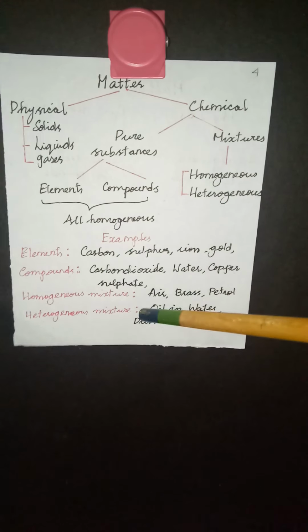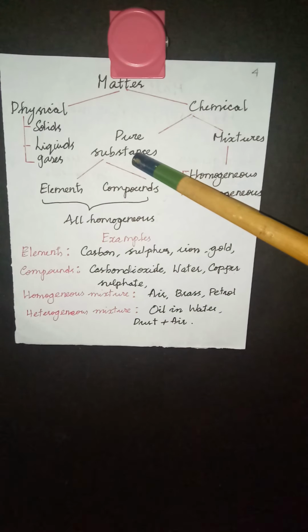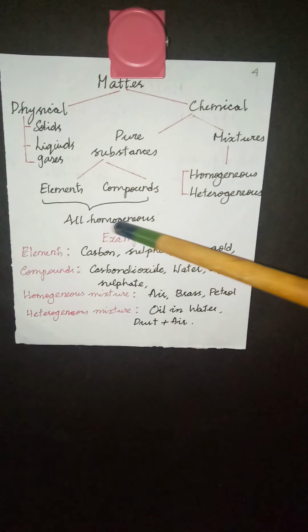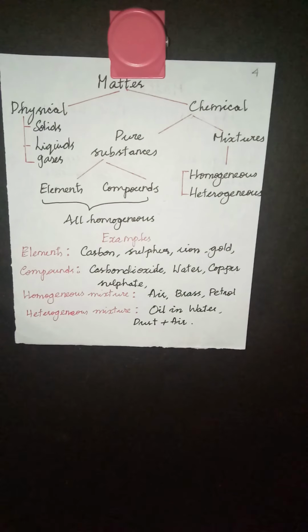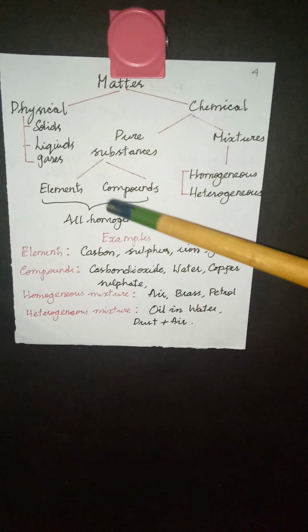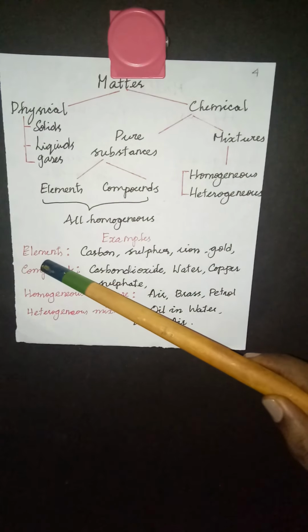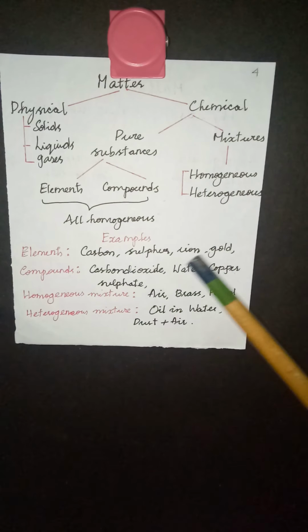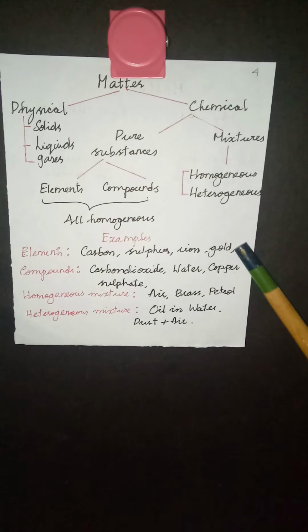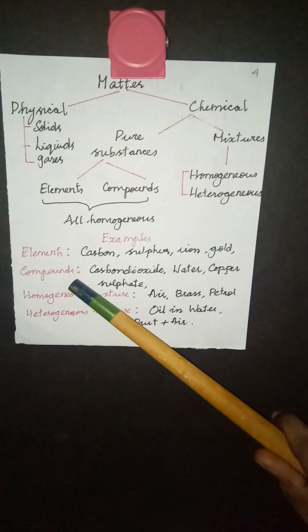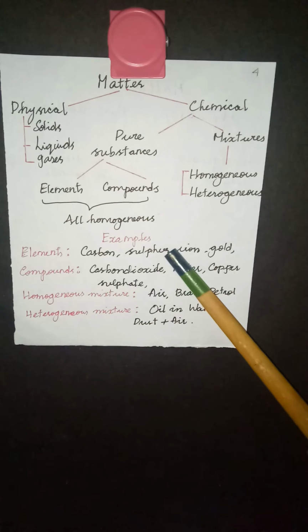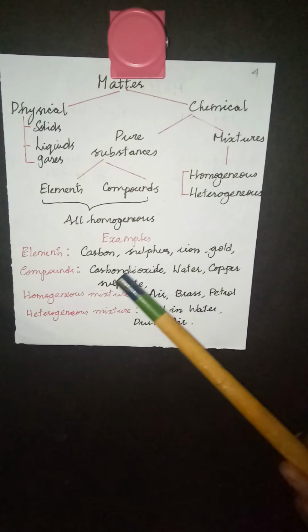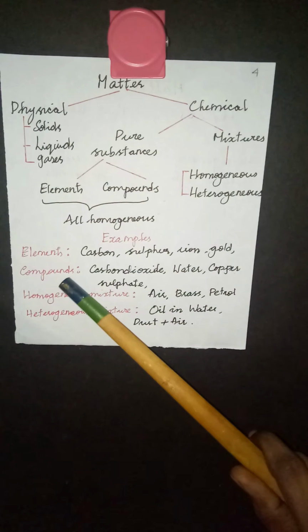I've given few examples here. And when it comes to pure substances, all of them are homogeneous. You cannot see distinct separate layers. So they are all homogeneous. Now come to elements. As I told already, carbon, sulfur, iron, gold, all the 120 elements in the periodic table, they come under elements. Compounds, atoms of these elements, they combine in a definite proportion to give you compounds.